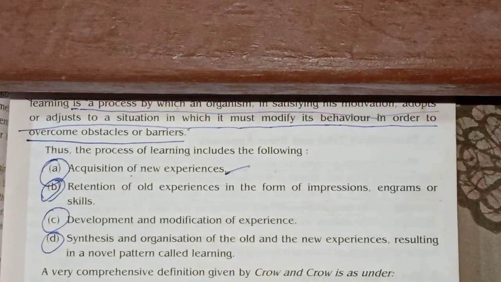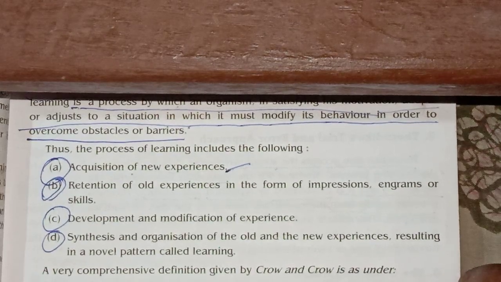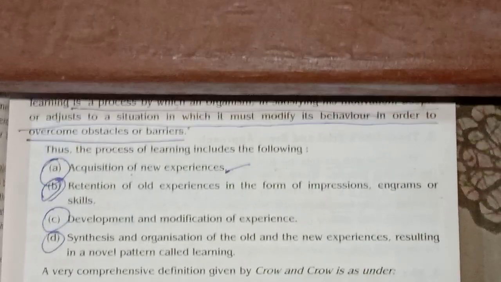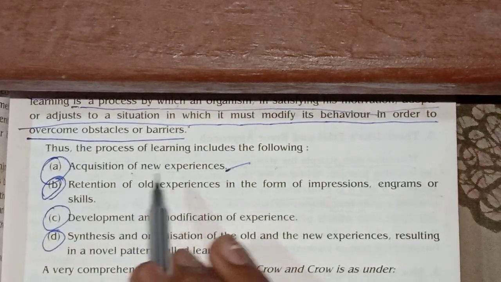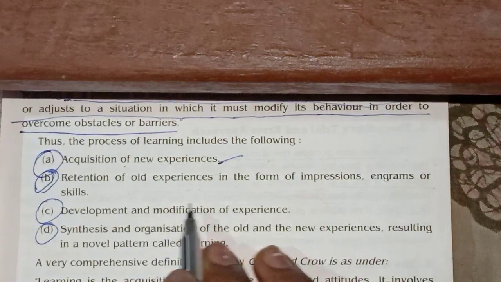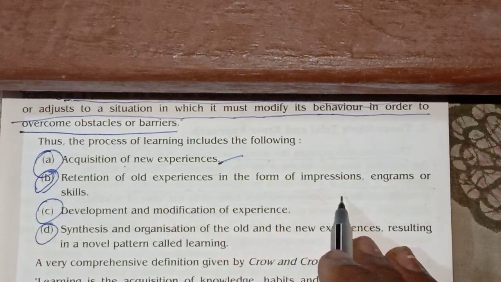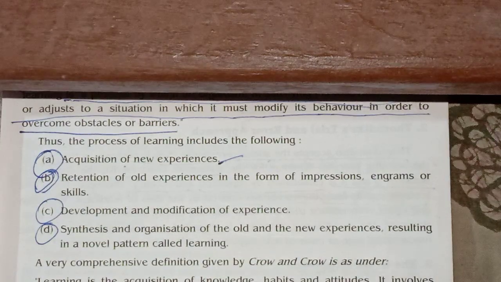So after considering all the views, all the 8 views of learning, we can come to a conclusion that the learning process includes acquisition of new experiences, retention of old experiences in the form of impressions, engrams or skills, development of a modification of experience, synthesis and organization of the old and the new experiences resulting in a novel pattern called learning. So first, acquisition of new experience, to acquire new experience within you.